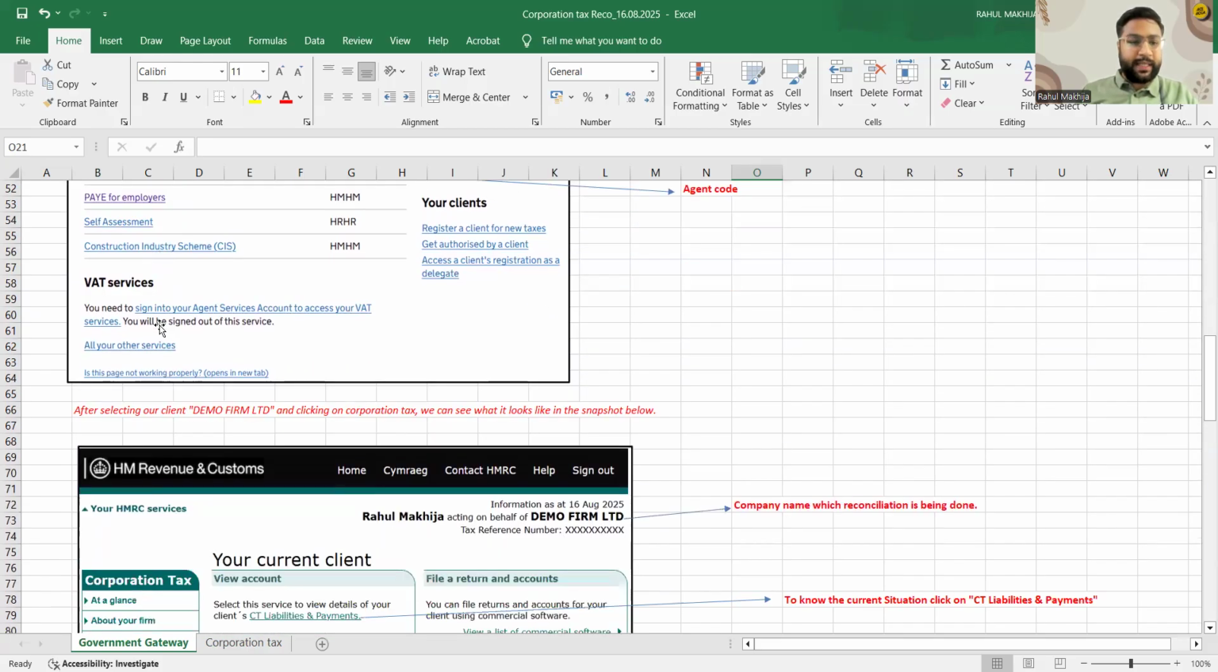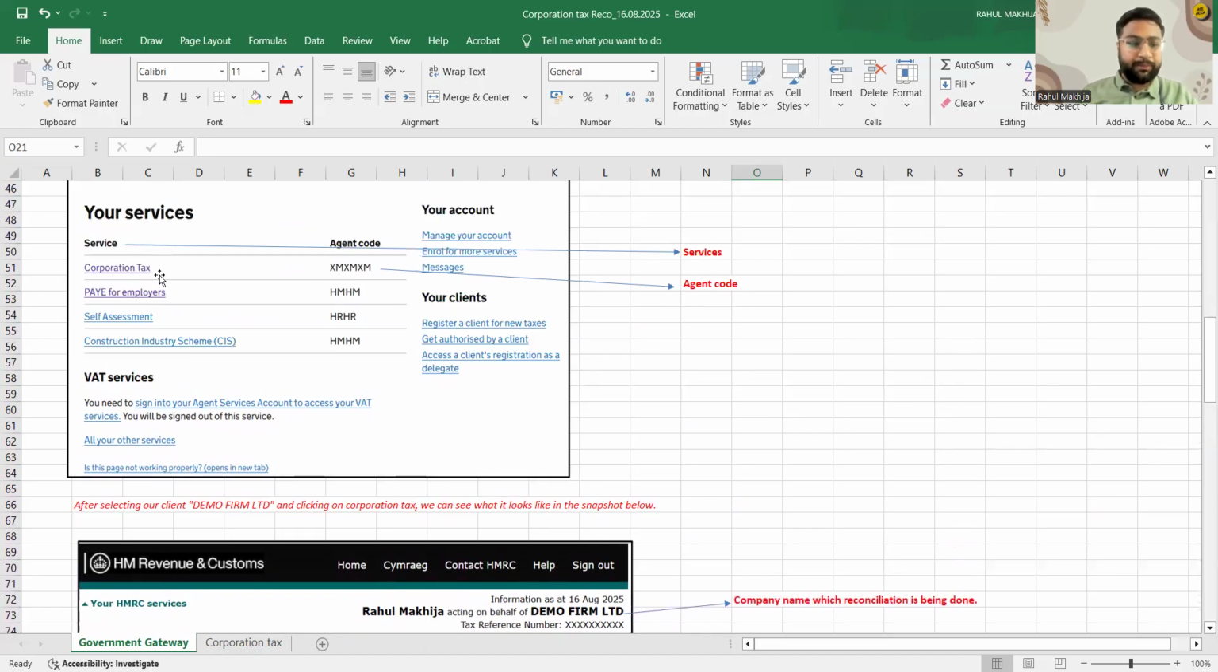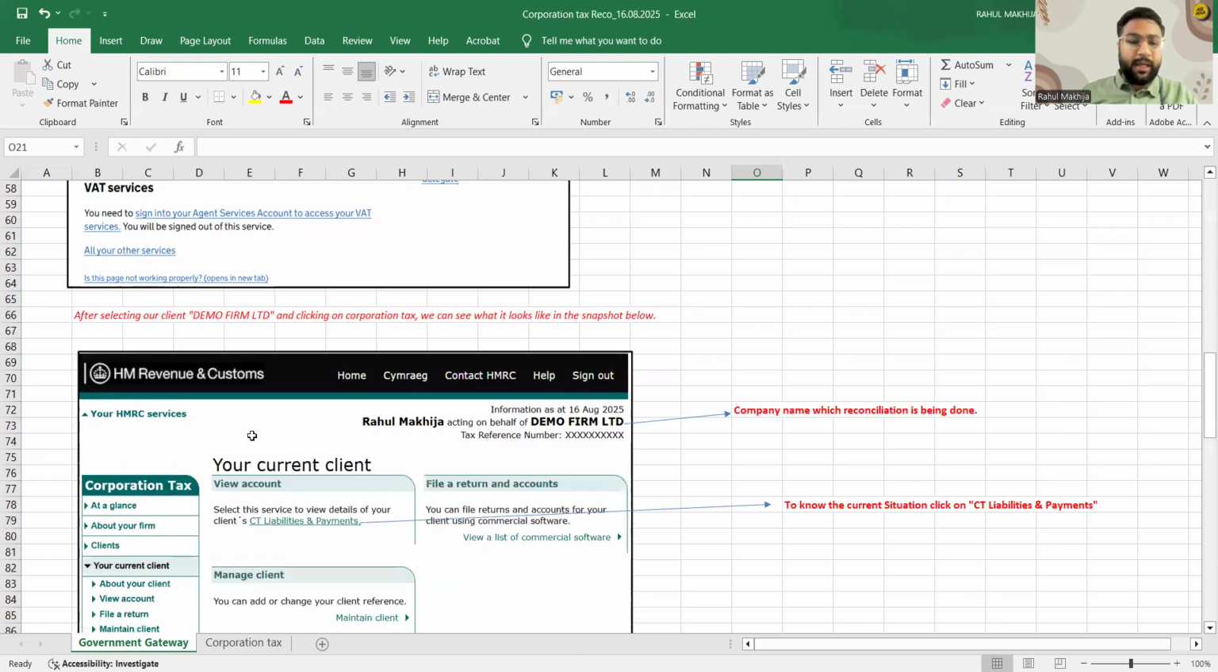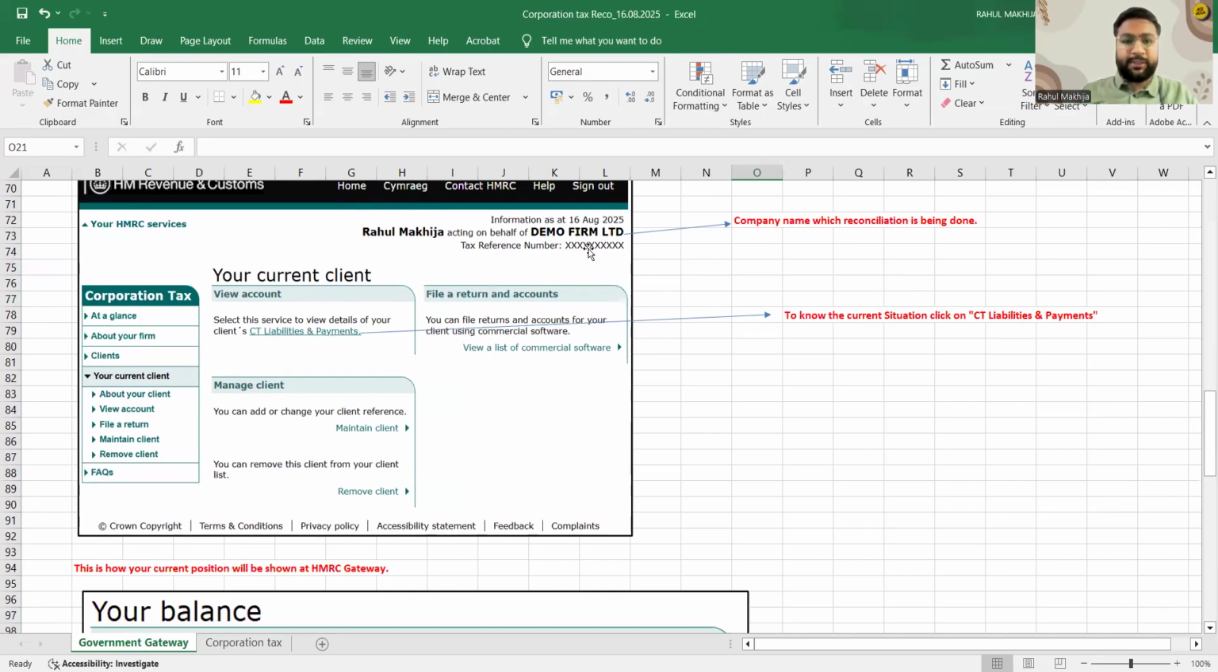Okay. So after selecting a client, I am taking my client name as Demo Firm Limited, and while clicking on corporation tax from here and selecting our client Demo Firm Limited, this is the interface which we will get at the HMRC Gateway. Here will be the agent name, here will be our company name, and information as of 16th August 2025, today's date. As we are reconciling the corporation tax liability, we need to make sure that it is as per today's date. Okay. And here is the tax reference number, which will be our tax UTR number, which is always of 10 digits.